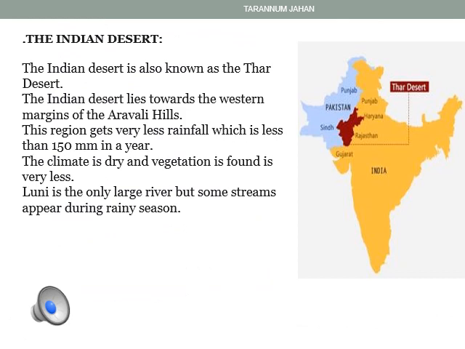Now the deserts. The Indian desert. Just have a look at the map and say where you find the deserts in India. It lies in western India, Rajasthan. It receives very low rainfall of only around 150 mm per year. It has a very arid climate, that means a dry climate, and because of which we have very low vegetation in this area. It has only one main river called the Luni River.